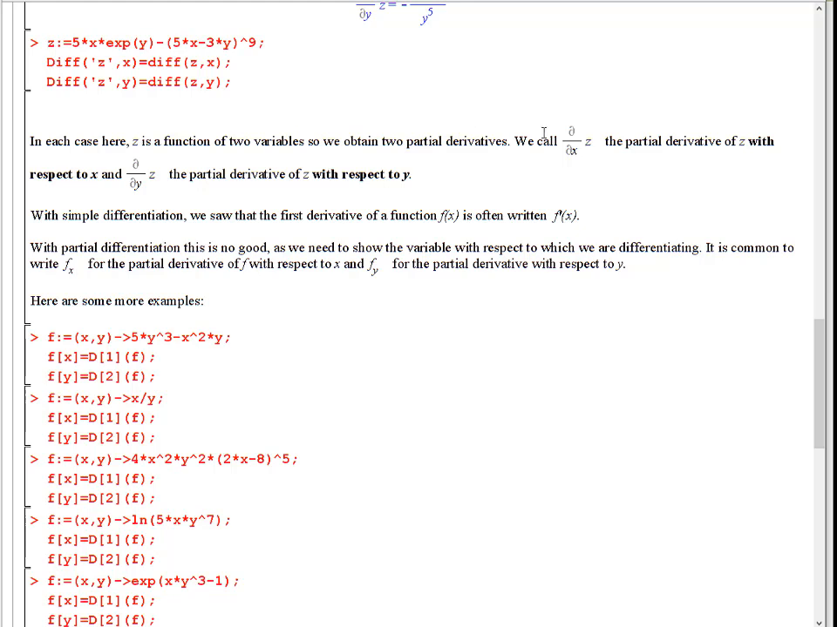Before I go on to these, I just note some terminology. This is called the partial derivative of z with respect to x. This is called the partial derivative of z with respect to y. One thing you might have noticed from yesterday is that when you have f of x, if you just write f dashed of x, that means the derivative of x. With partial differentiation, that's no good because you need to show which variable you're talking about. So a similar thing is to write f with a small x here, meaning the partial derivative of f with respect to x, and f with a small y meaning the partial derivative of f with respect to y.